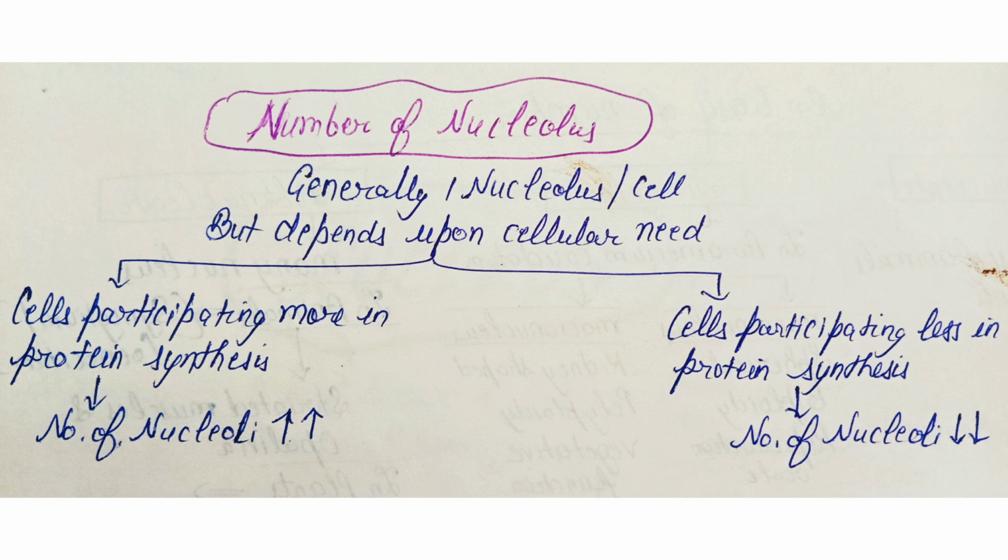There is usually one nucleolus per cell, but the number of nucleoli depends upon the cellular need. If the cell is metabolically more active and participates in protein synthesis, then the number of nucleoli may be more in that cell. And if it is less involved in metabolic activities, then the number of nucleoli is less.